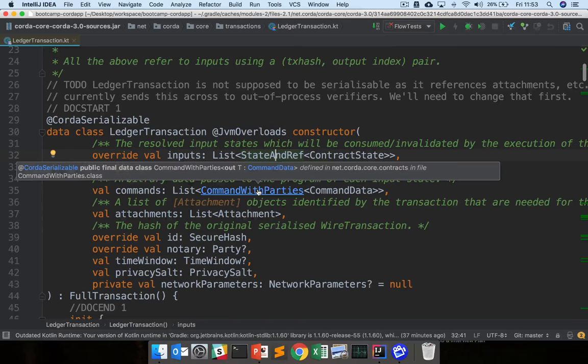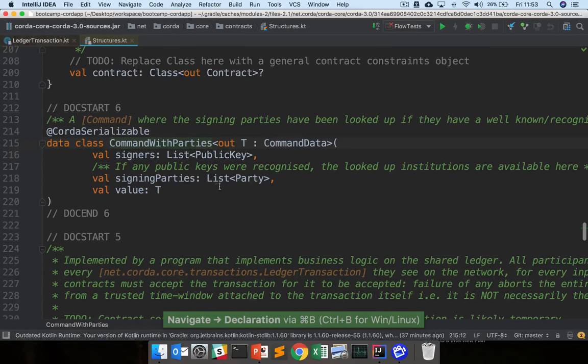And then finally, we have our command with parties object, which represents commands. And this is as expected. We've got a list of signers in terms of public keys. We've got a list of signing parties. So whereas signers is a list of public keys, signing parties is a list of actual parties, so actual identities on the network. And then we have a value, which is of type command data.